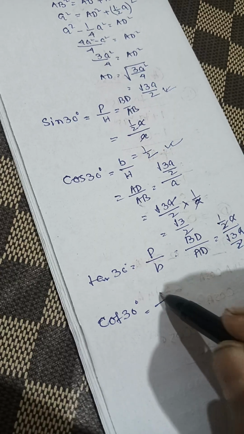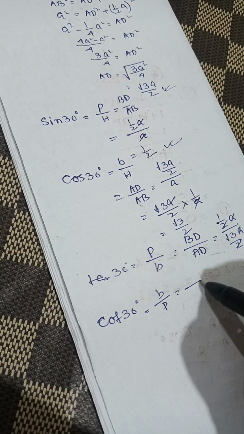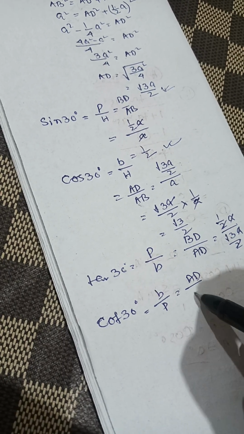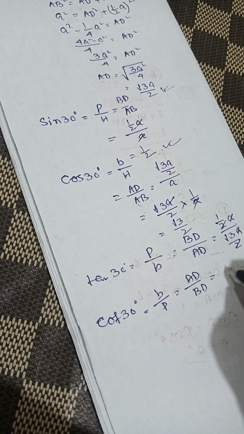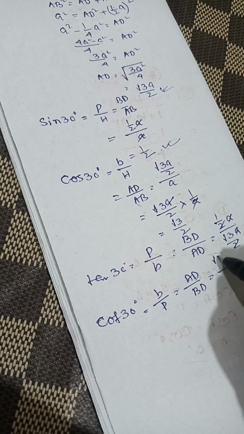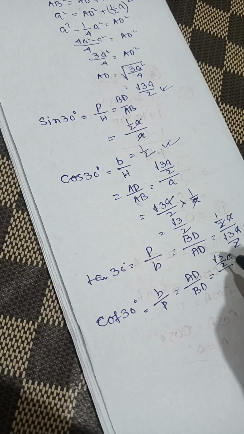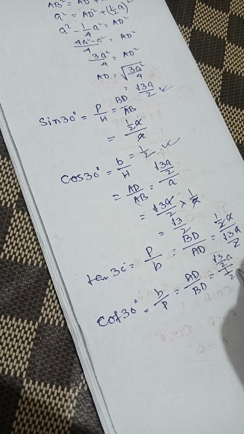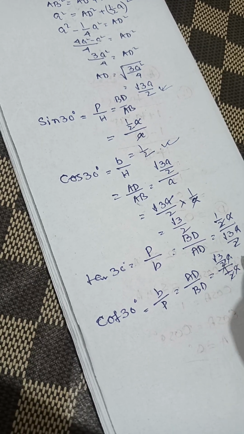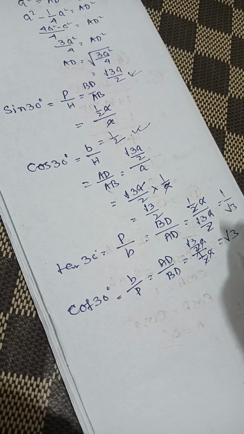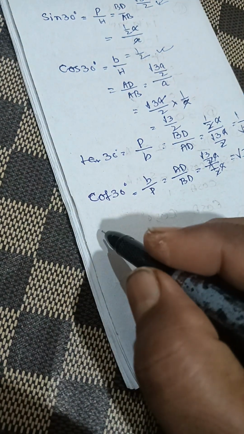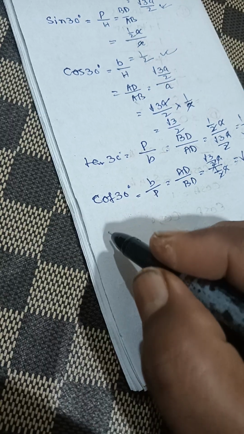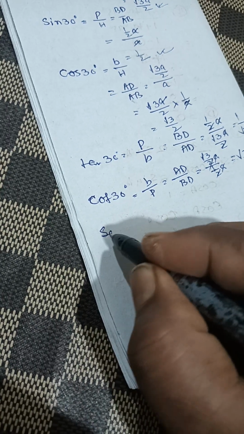So cot 30 we know is B by P. B is AD and P is BD. AD is root 3 by 2 into A and BD is half of A. So A cancels, 2 cancels, you will get root 3. Similarly, you find cot 30, then sec 30.